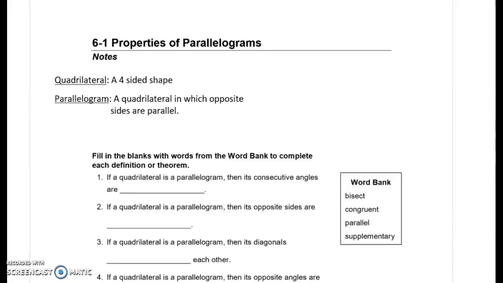Alright, new unit. So unit 6 deals with properties of quadrilaterals. Let's start with the basics. A quadrilateral is a four-sided shape. The term quad means four, so it's a four-sided shape.